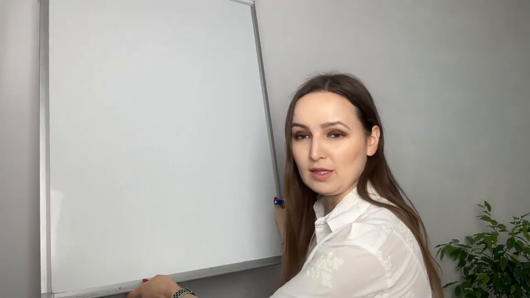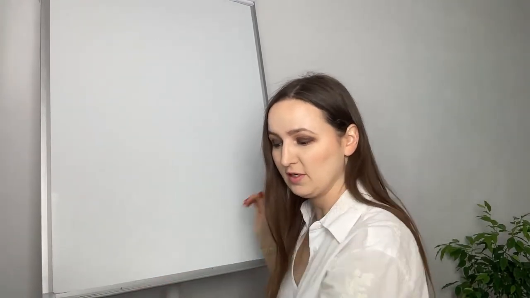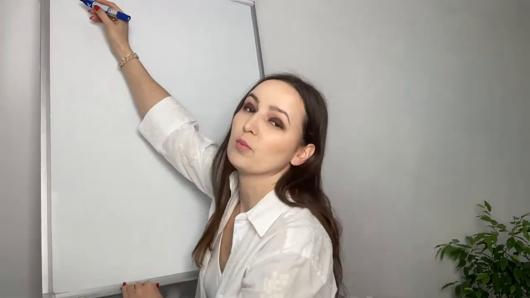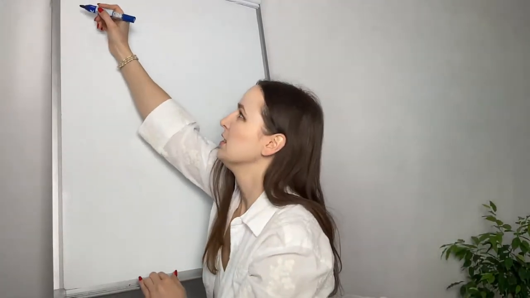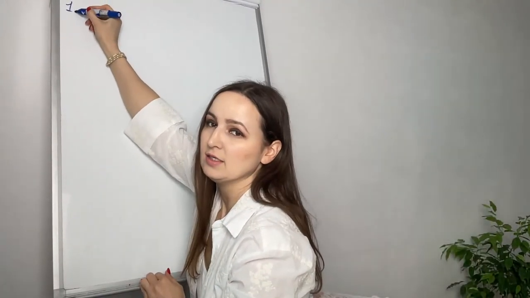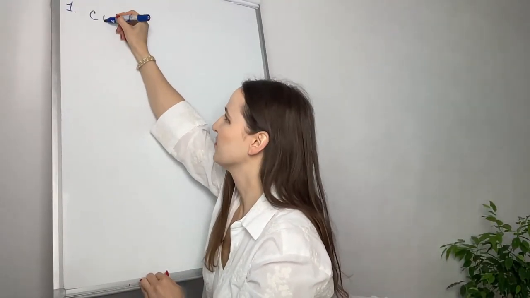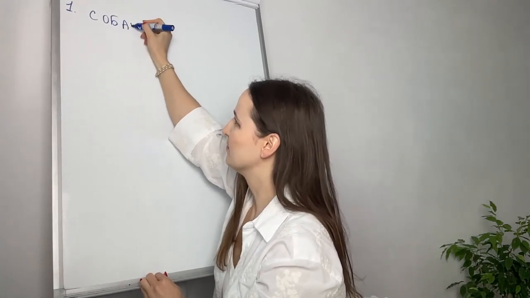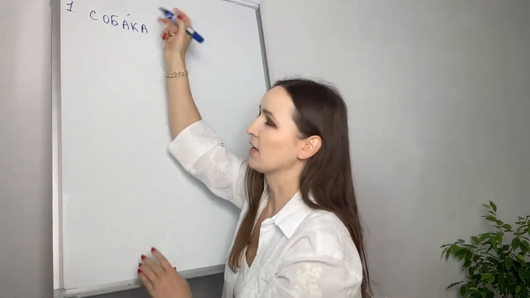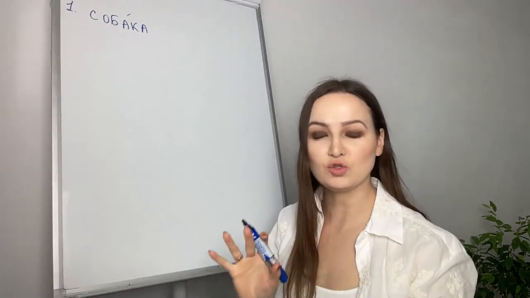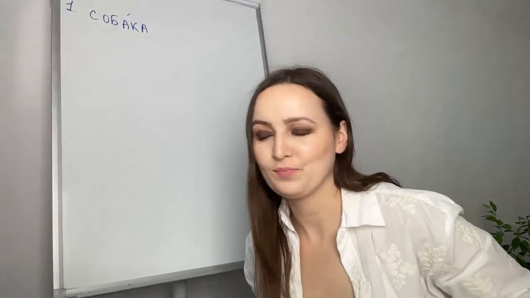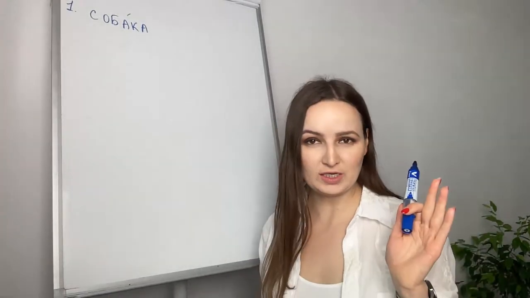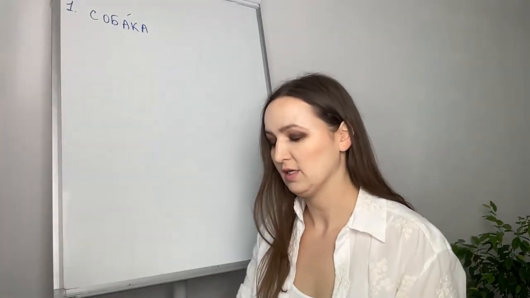Давайте начнем. Let's begin. And the first word is number one. Number one is один. Собака. What meaning of this word do you know? Write in chat. Собака. It has two meanings in Russian language.